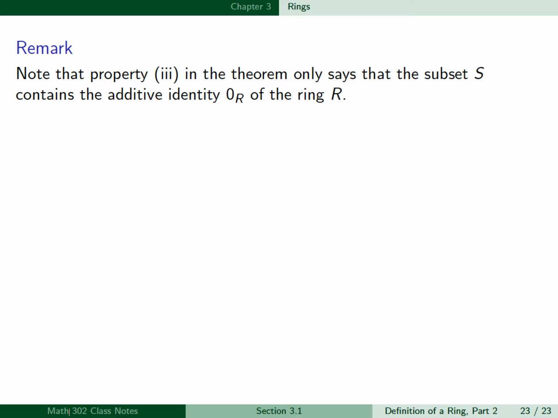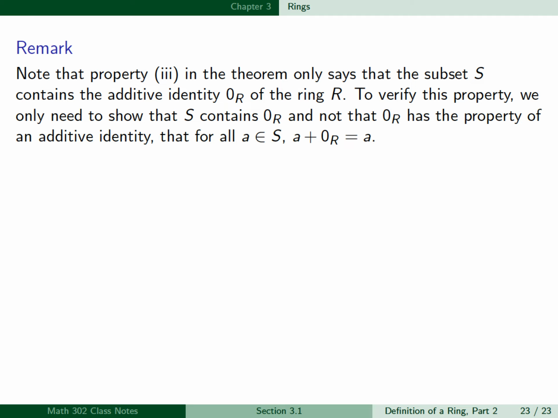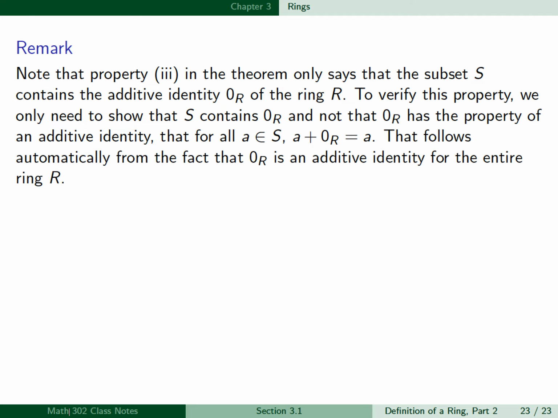Now, note that property 3 in the theorem only says that the subset S contains the additive identity 0 sub R of the ring R. To verify this property, we only need to show that S contains 0 sub R, and not that 0 sub R has the property of an additive identity, that for all A in S, A plus 0 sub R is equal to A. So property 3 is a weaker condition than axiom R4. And so this property of an additive identity follows automatically from the fact that 0 sub R is an additive identity for the entire ring R.